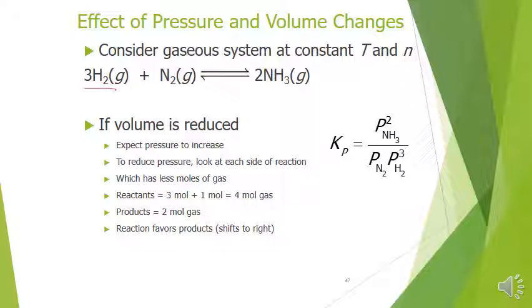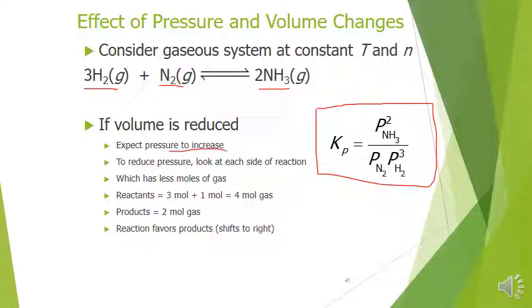Now let's look at a gas relationship. What we're going to do is change the volume of our gas. So here's our equilibrium expression in terms of pressure. We're going to reduce the volume. If you reduce the volume, pressure is going to go up, Boyle's law. So what you want to do is reduce the pressure to stay at equilibrium. You look at which side of the reaction is going to reduce the pressure the most.